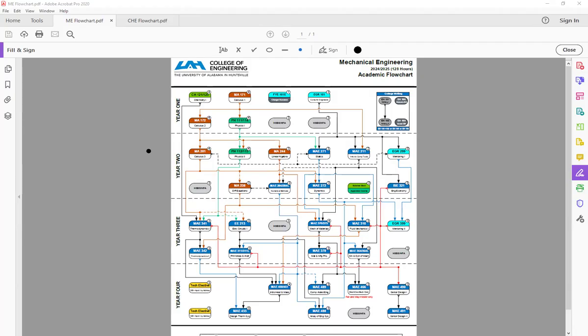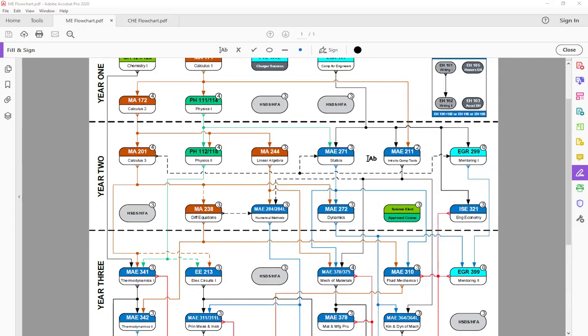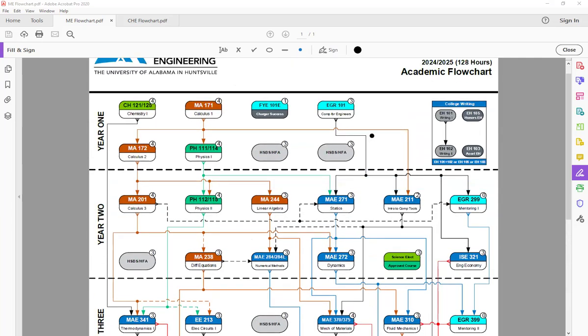Now, if this is your first time looking at one of the engineering flowcharts, it probably seems like a confusing mess. Don't worry, we're about to make sense of it. I'm going to zoom in so we can see a little more clearly. Let's start simple. You see there are a lot of bubbles and lines on this page. The bubbles represent the courses you'll need to take for your degree. On this page, there is one bubble for every course required for the mechanical engineering major.